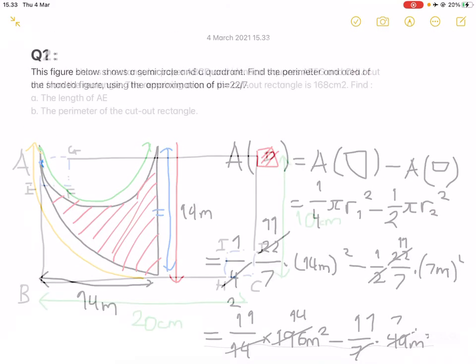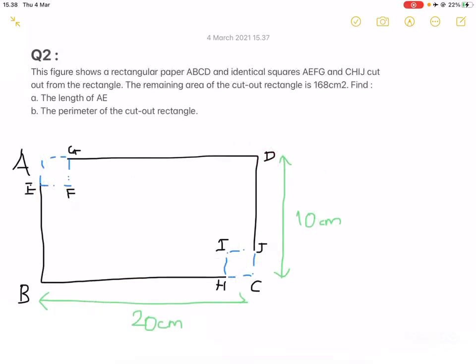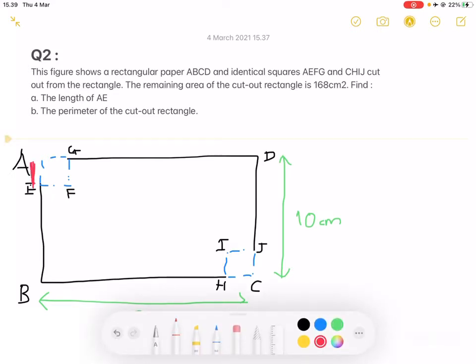Let's jump into the second one. Alright, so here's the second question. This figure shows a rectangular paper ABCD and identical, keeping the keyword identical, squares AEFG and CHIJ cut out from the rectangle. The remaining area of the cutout rectangle is 168 centimeters squared, and we need to find the length of AE, which is this little bit right here, and the perimeter of the cutout rectangle after we found the length of AE.